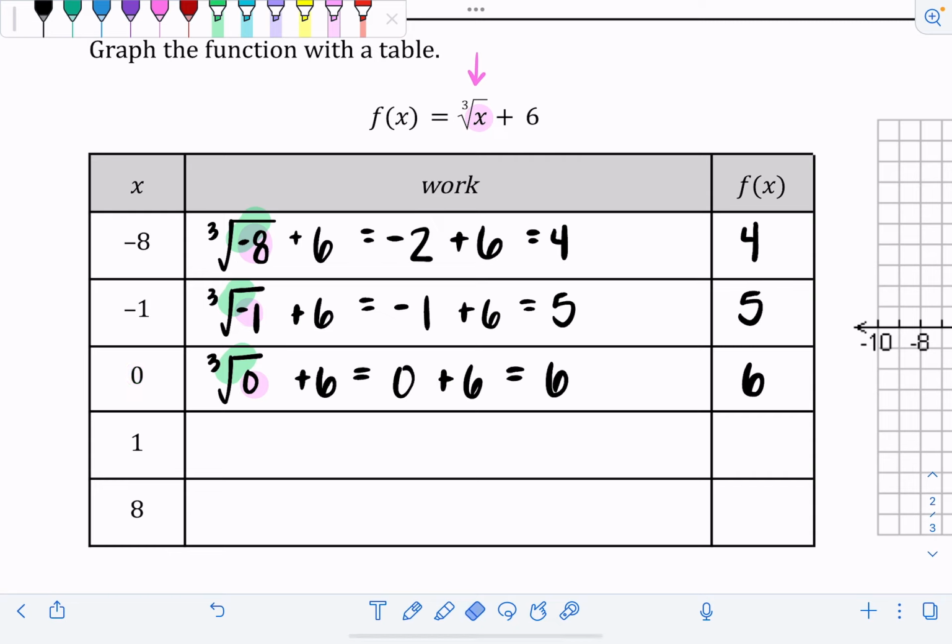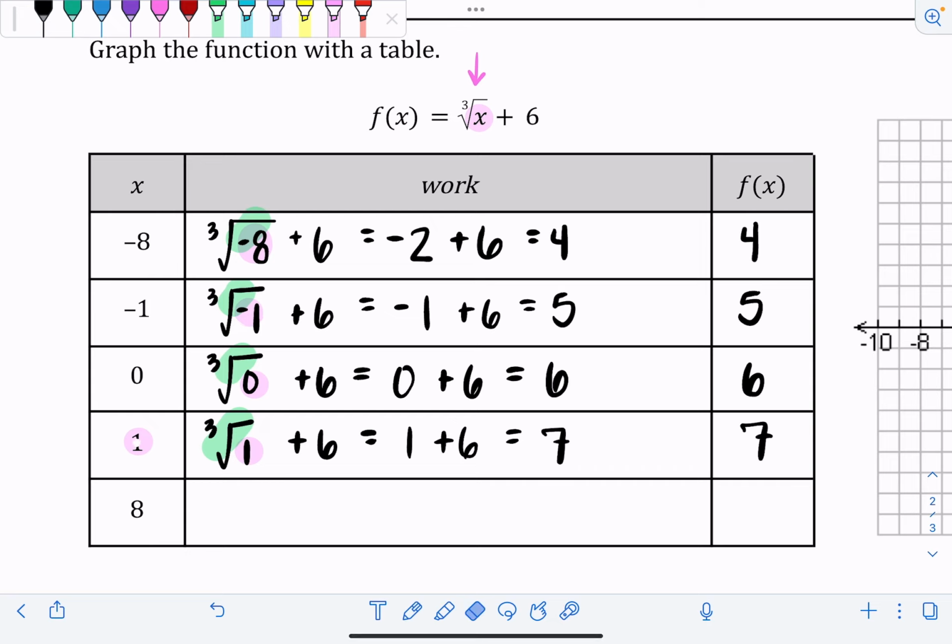And then next we'll do x equals 1. So this will be the cubed root of 1, and after the cubed root of 1, it'll be a plus 6 from the original function. And then we'll simplify the cubed root of 1, which is just 1, because 1 cubed is 1 times 1 times 1, which is still 1. So it would be 1 plus 6. 1 plus 6 is 7, so this will be a 7 over here.